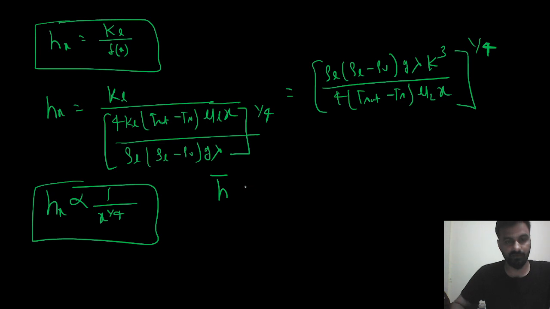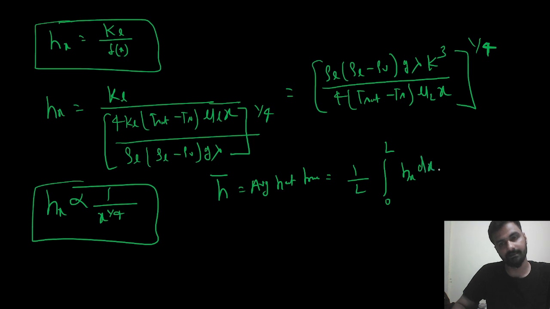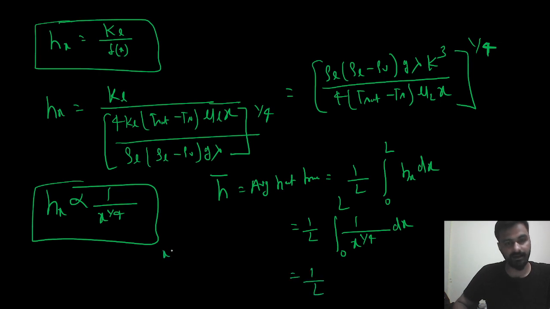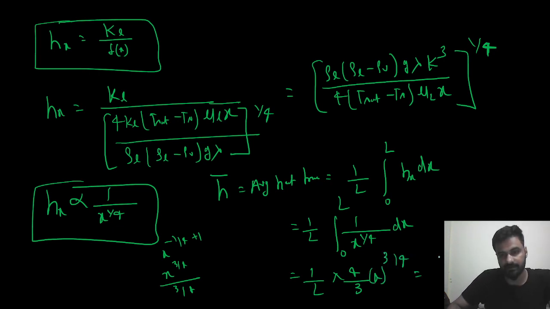So if you want to calculate h bar, that is the average heat transfer coefficient, that is equal to 1 by L, integral from 0 to L of Hx dx. Hx is proportional to x to the power minus 1 by 4, so I can write 1 by L integral of x to the power minus 1 by 4 dx. That equals 1 by L, x to the power minus 1 by 4 plus 1, that is x to the power 3 by 4 by 3 by 4, so that equals 4 by 3 L to the power 3 by 4 divided by L, that is 4 by 3 L to the power minus 1 by 4, right?